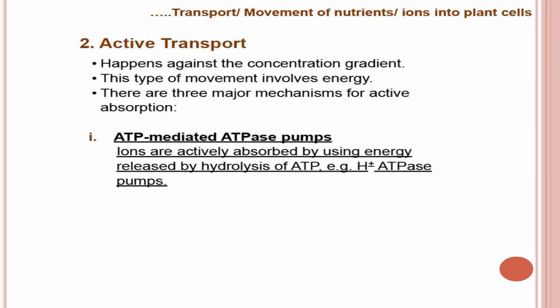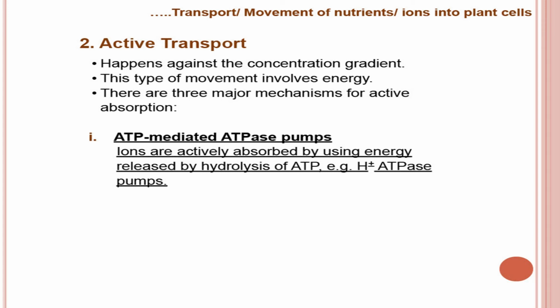Number 2 is active transport. It happens against the concentration gradient, and this type of movement involves energy because it is against the concentration gradient, means from lower concentration they are moving towards the higher concentration. So, there are three major mechanisms for active absorption.